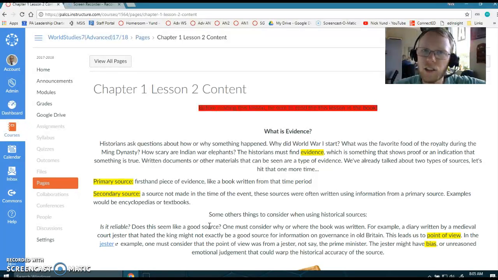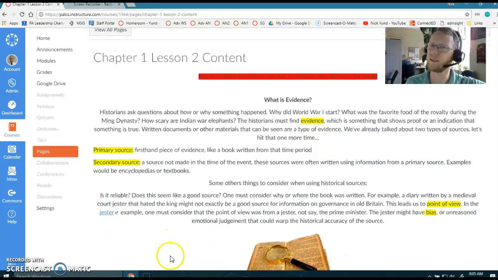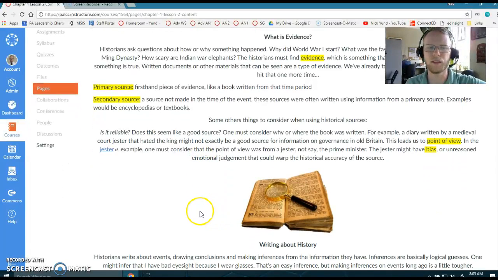Some other things to consider when using historical sources. Is the source reliable? Does this seem like a good source? One must consider why or where the book was written. For example, a diary written by a medieval court jester that hated the king might not exactly be a good source for information on, say, the governance of Old Britain.